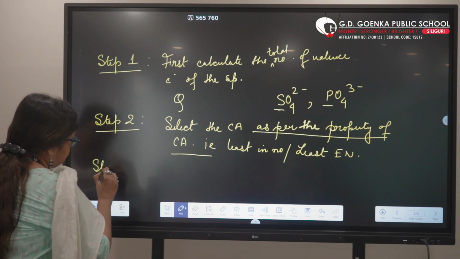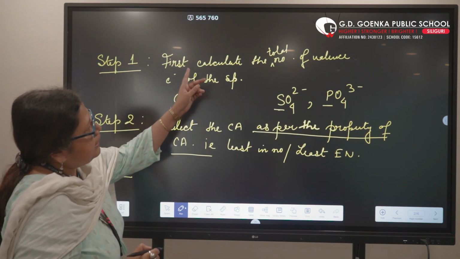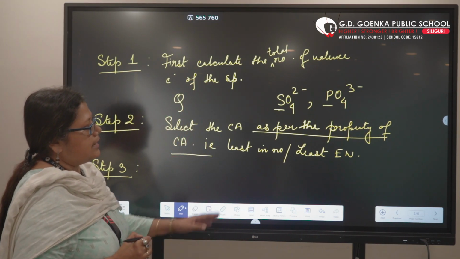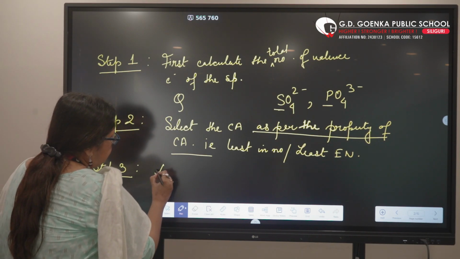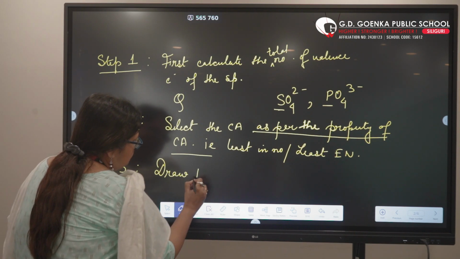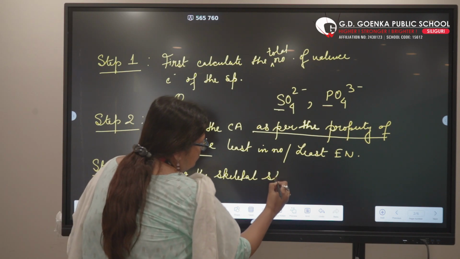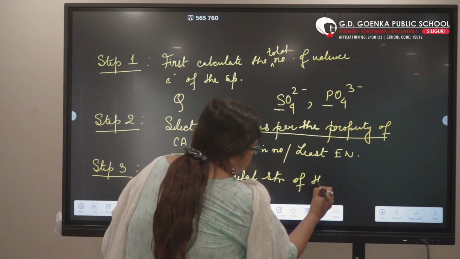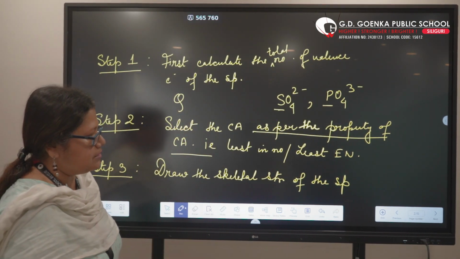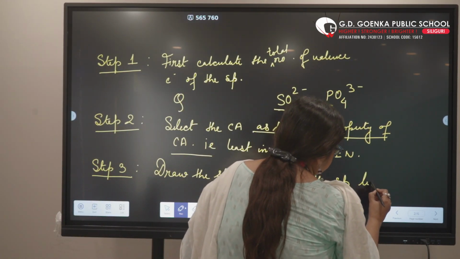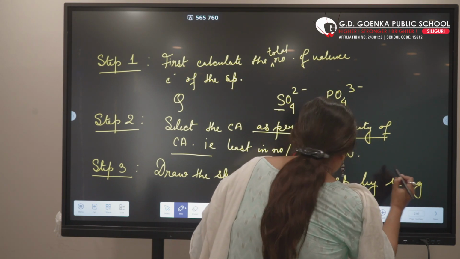So we have selected the central atom, and we have calculated the total number of valence electrons of the species, right? Then step 3. After calculating the total number of valence electrons and selecting the central atom as per the rule, we draw the skeletal structure of the species. Now, how do we draw the skeletal structure of the species? By using only single bonds.